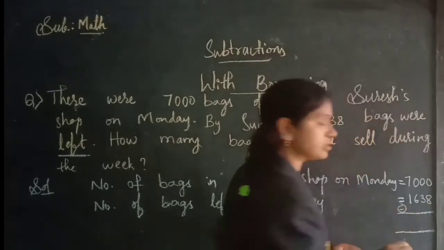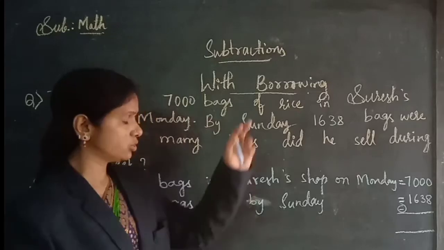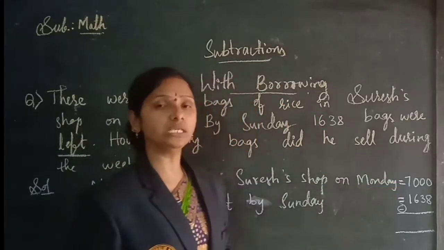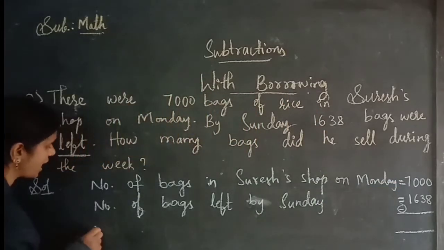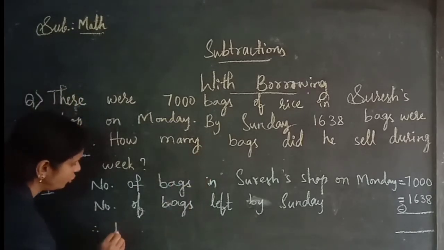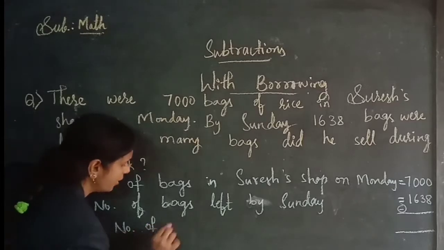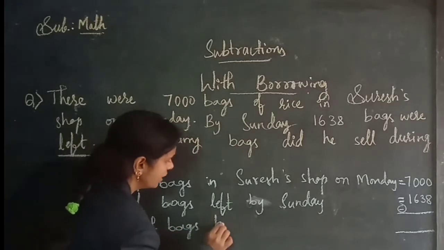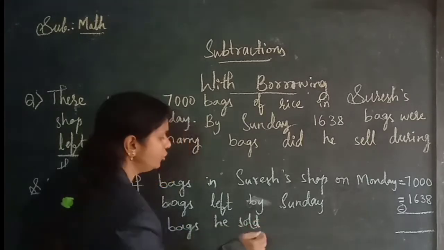Means what it is meaning here? The remaining bags, all the rest he sold. So we need to find how many he sold. So what you can write as the last step here, the answer step? Number of bags he sold during the week.